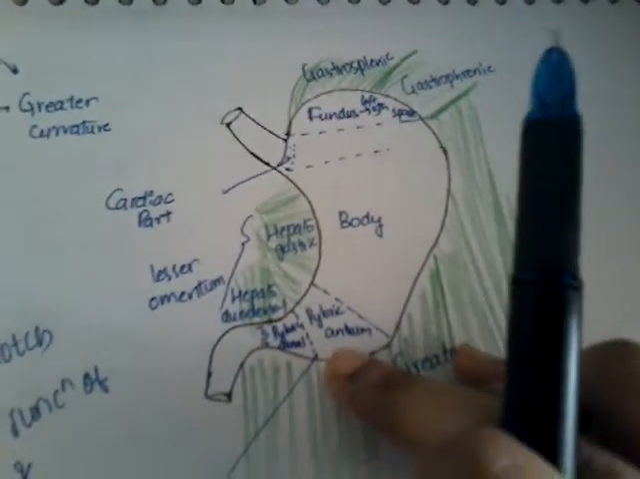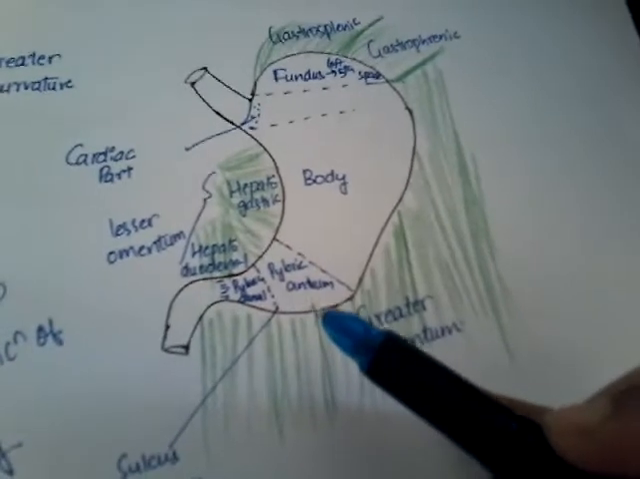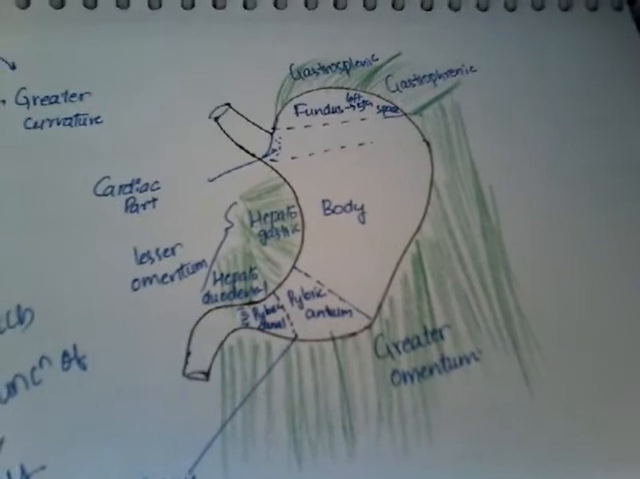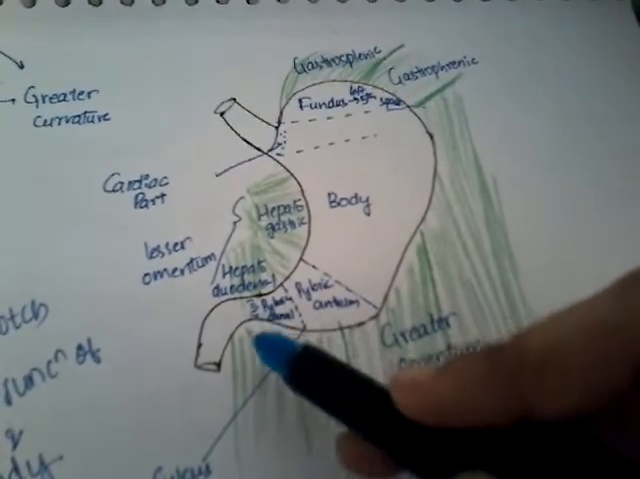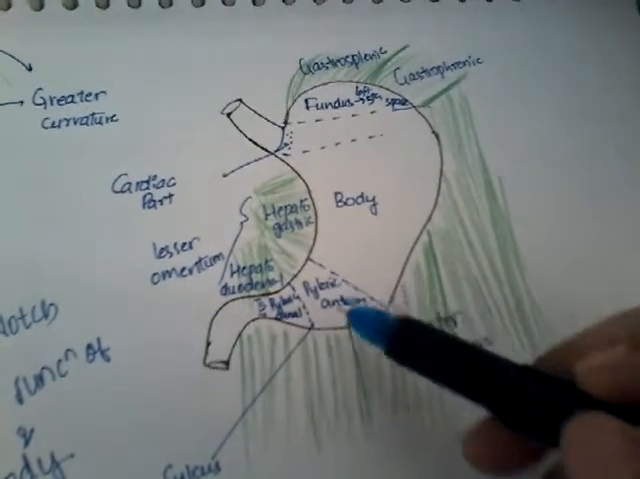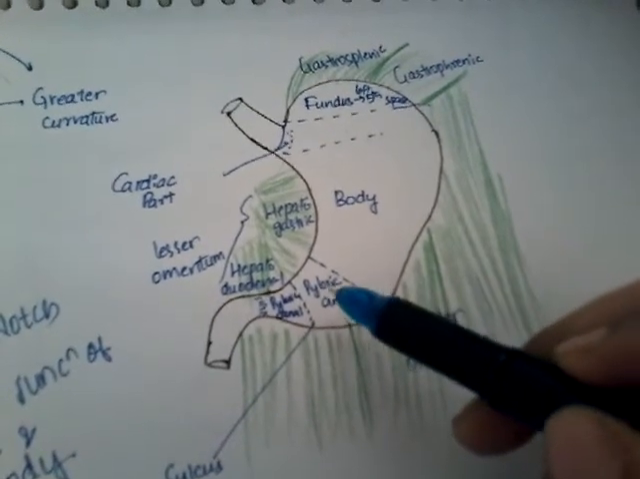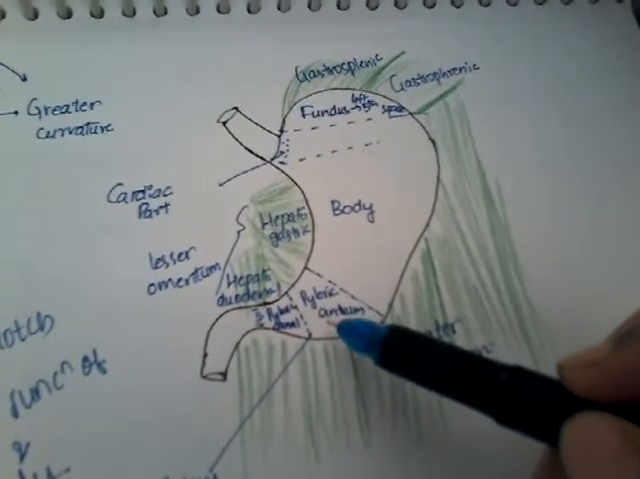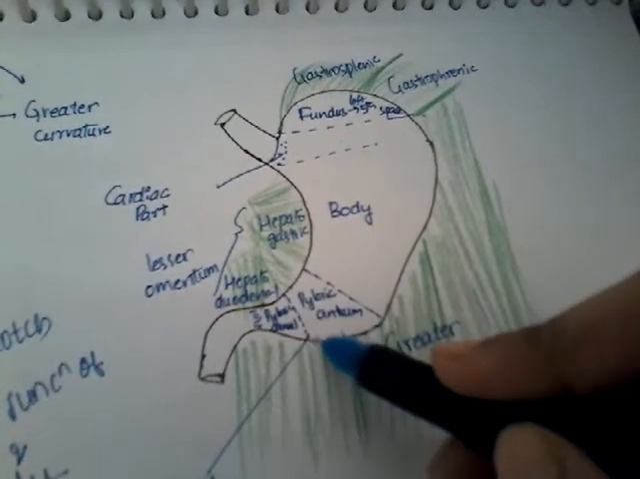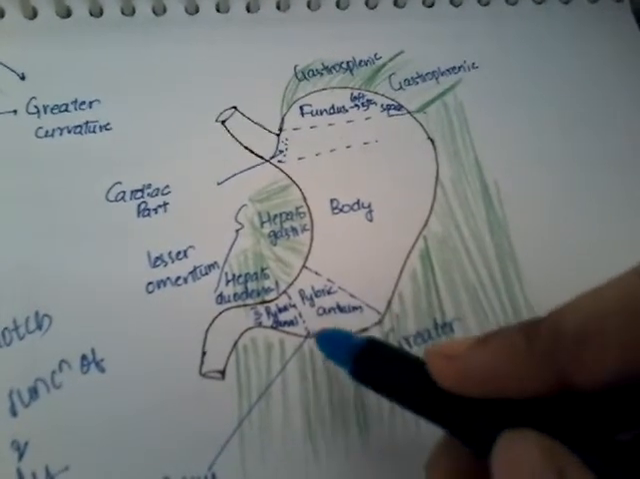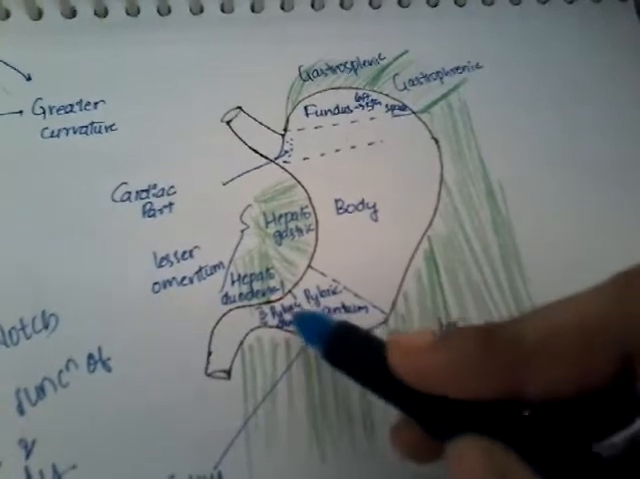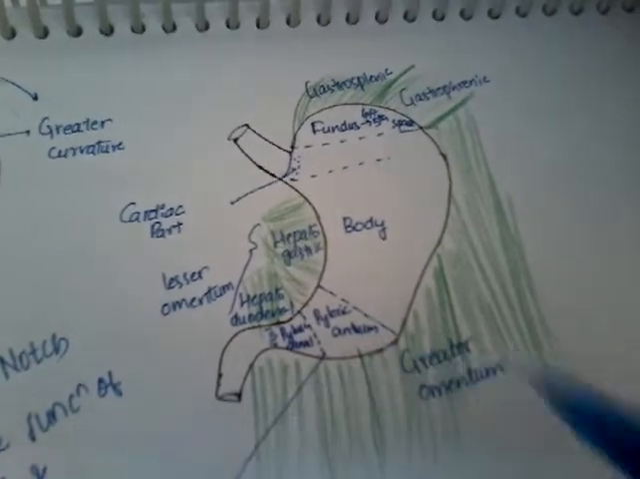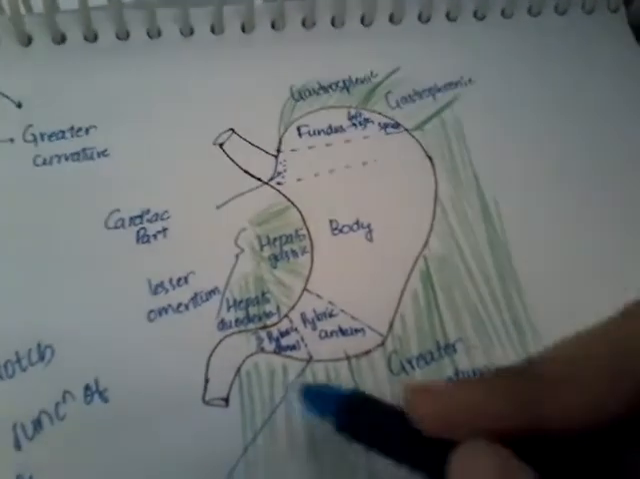And then the next part is the pyloric part. The pyloric part is divided into the pyloric antrum and the pyloric canal. The pyloric antrum is a wider part and the pyloric canal is a narrow part. They are separated by the sulcus intermedius. If you see, this is the sulcus intermedius. It separates the pyloric antrum from the pyloric canal. The pyloric canal is a very narrow part and it lies above the pancreas.